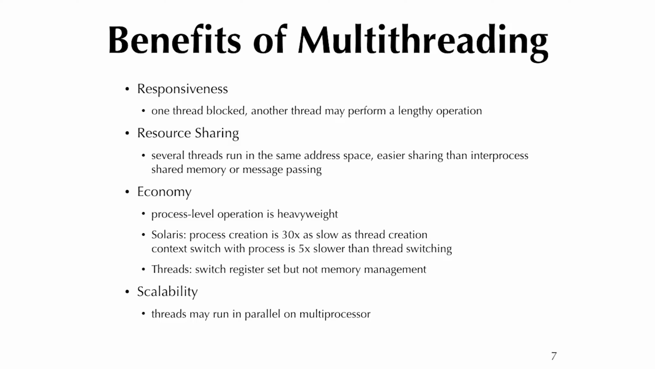Context switching with a process is also much more expensive, 5 times slower than thread switching. You say, what, really only 5 times? You would imagine it's heavier. Well, okay, it may be, but I think that's still an optimistic case. In practice, it may be an even greater difference. Threads switch the register set, but not memory management, because a lot of the cost you pay in a process context switch, as we'll see later, is how you manage the virtual memory. And it just becomes heavier weight.